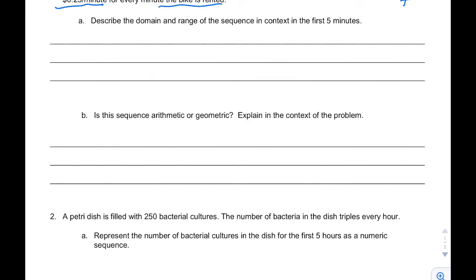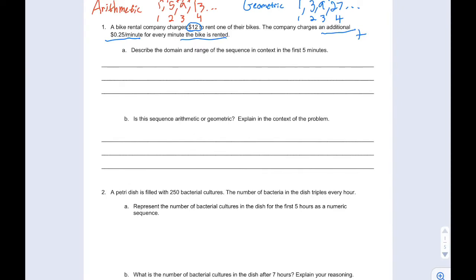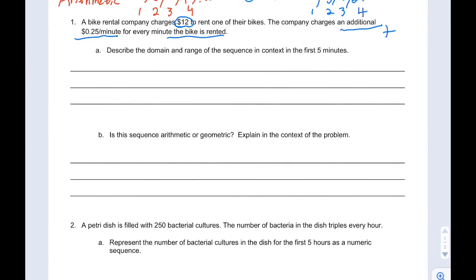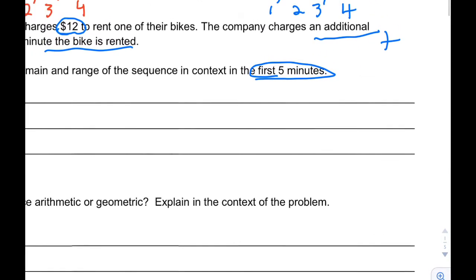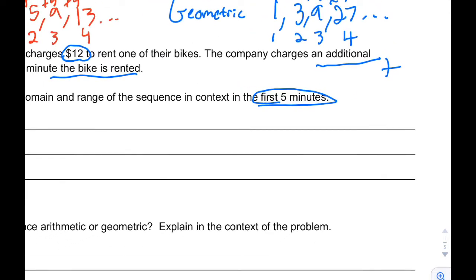Alright, well let's see if I can actually make a nice table out of this. If you read letter A, it says describe the domain and range of the sequence in context in the first 5 minutes. So I know we want to be looking at the first 5 minutes. So I'm going to make a table on the side over here, and let's try to go to the first 5 minutes. So I care about minute 1, I care about minute 2, minute 3, 4, and 5.